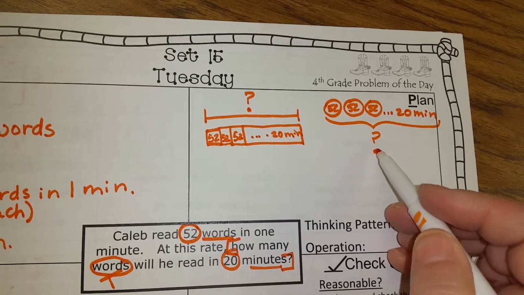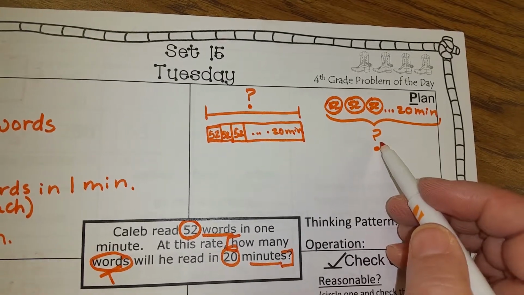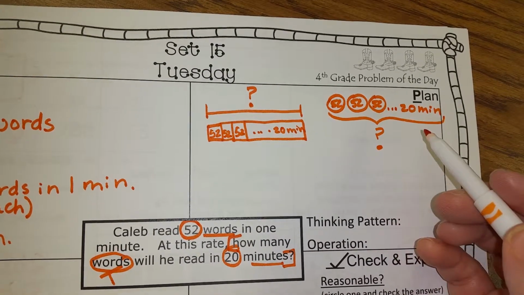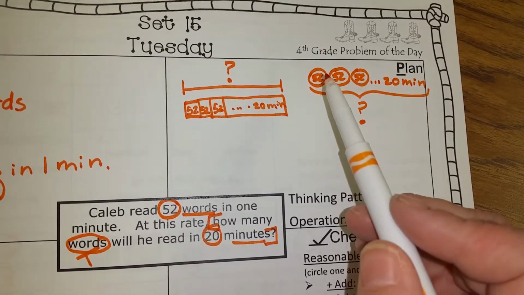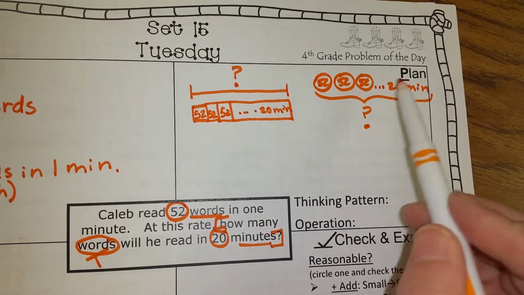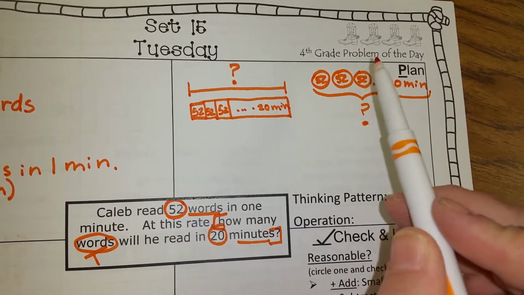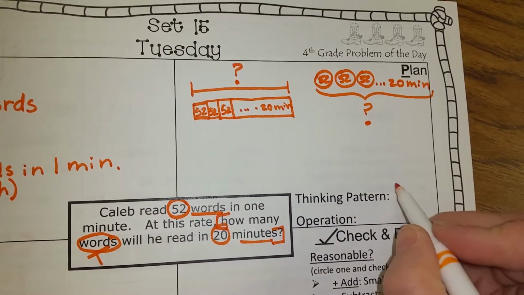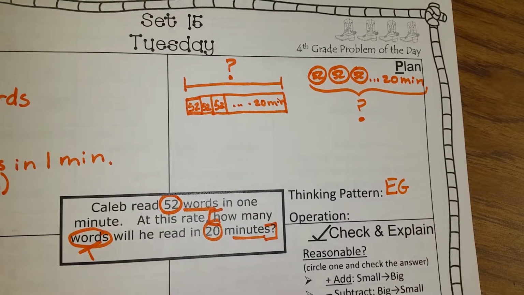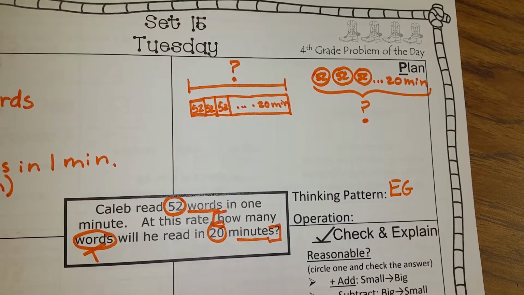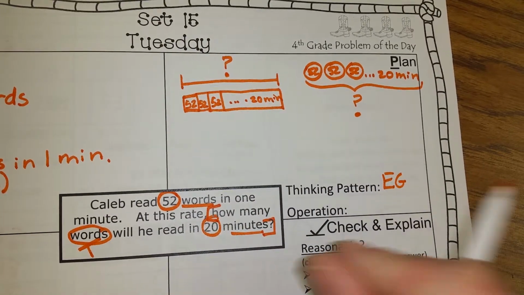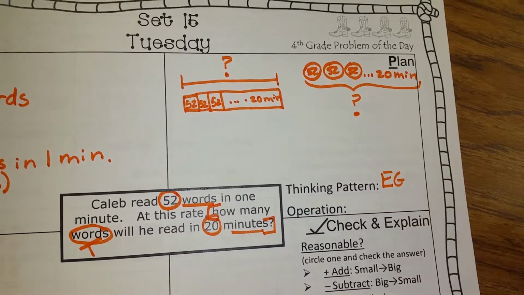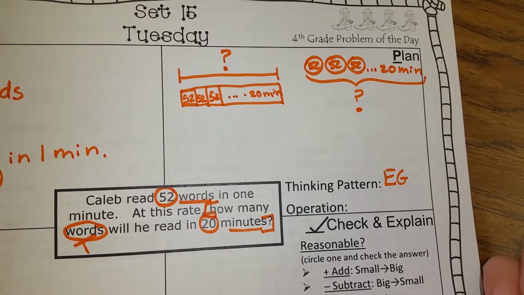And again, instead of a question mark, I could put it as a variable, like say T for total. Okay, now this is the thinking pattern. I'm going to think about that I have all equal groups, because all of my groups are 52, 52, 52, 52. So that's equal groups. I know that. Now I have to decide, am I putting those together to get a total, or am I taking them apart to find how much is in each one? I am putting them together.